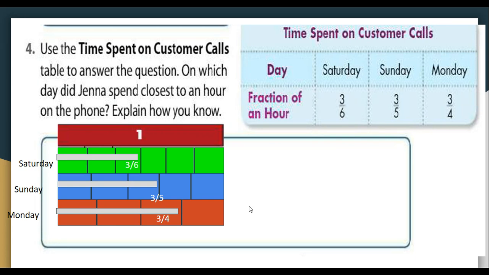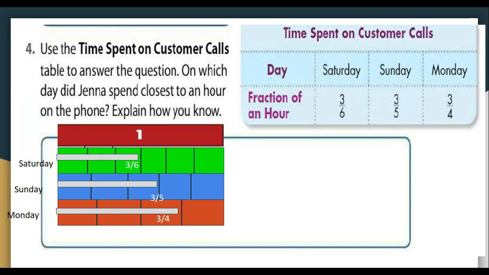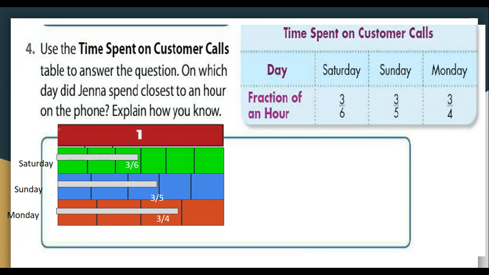So let's go back to our question. The question asks, on which day did Jenna spend closest to an hour on the phone? So we know that if we use our one whole strip as a benchmark, this is one whole. If this was on a number line, we would start here at the beginning, but right here at the end is one whole.